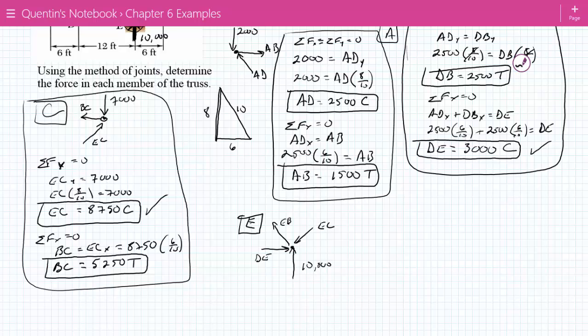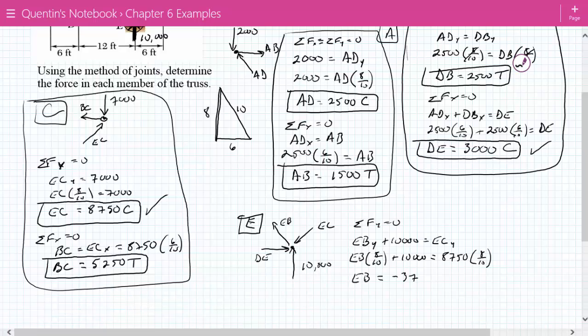Okay, so in this case, you can do sum of your forces in X or sum of your forces in Y. Quite frankly, it doesn't matter because there's only one unknown. So let's say sum of the forces in Y is equal to 0. So in this case, we have EB in Y plus 10,000, because this is how I drew it, is equal to EC in Y. Okay, so that's EB times 8/10 plus 10,000 is equal to EC, which is 8750, but in the Y component, which is times 8/10. Okay, so EB is going to give us a nice big negative number, minus 3750.